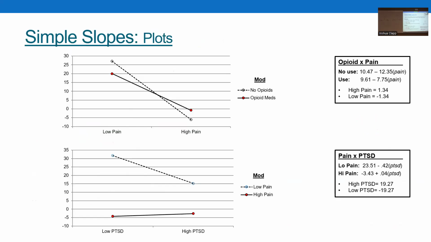Okay. So if we start to go through and test our simple slopes, here we have the conditional effect of pain on functioning for people who are using opiates and people who are not. Or excuse me, top one, here's opiates and no opiate use. So here, conditional effect of pain and functioning. This is continuous low pain, high pain.